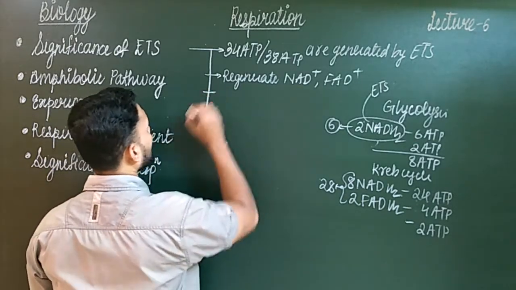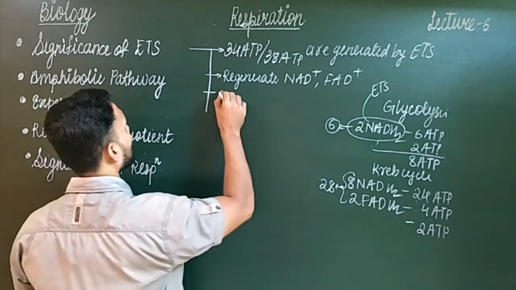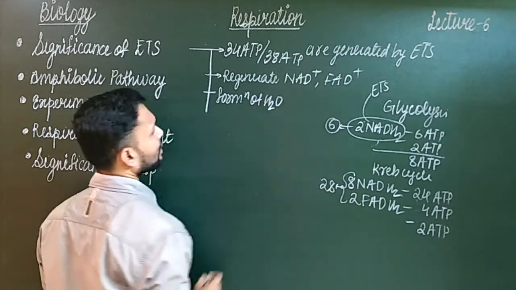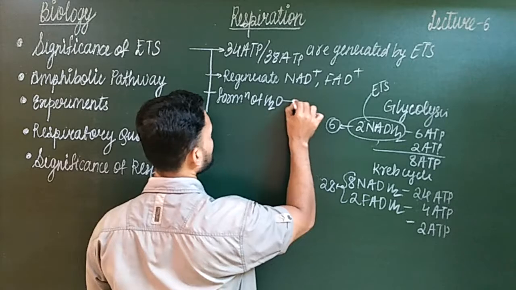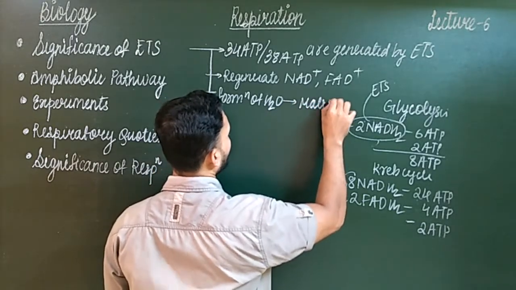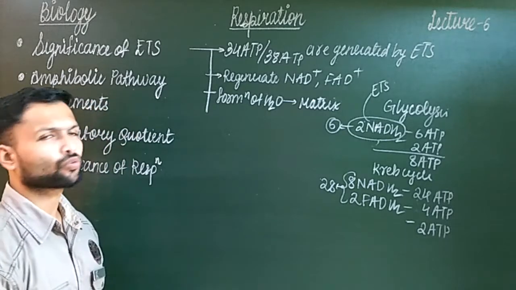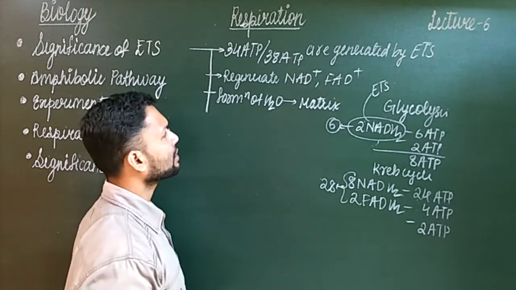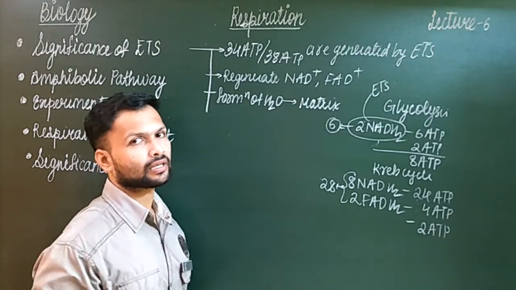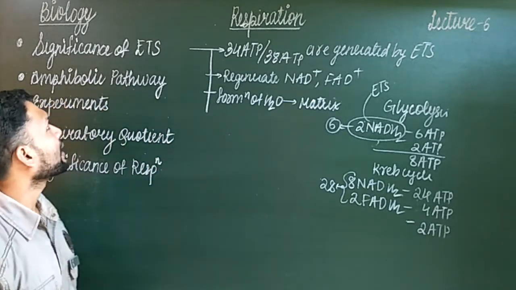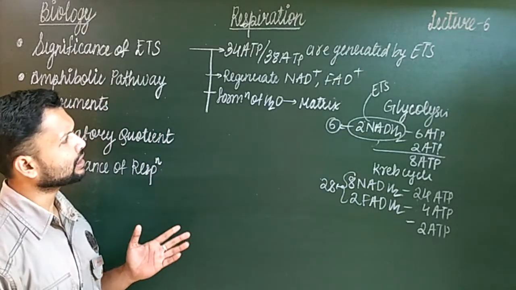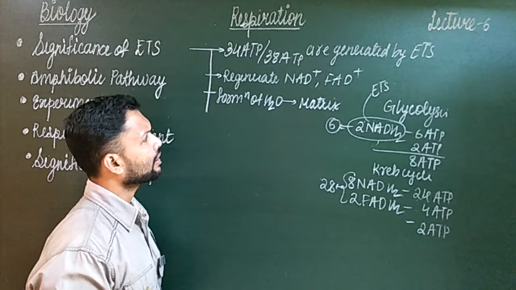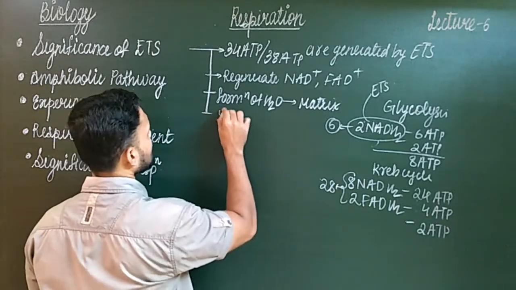Next, the importance of ETS is that it helps in the formation of water, which is needed in the Krebs cycle. This water is released in the matrix. The byproduct formed, that is water, is released into the matrix of the mitochondria, so that provides the required solvent that is needed. And in the significance, these are points 1, 2, 3, and one more point is the formation of water.